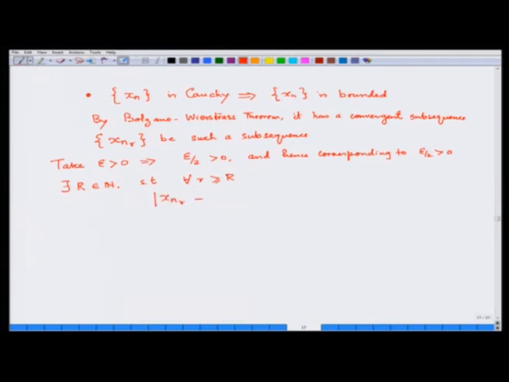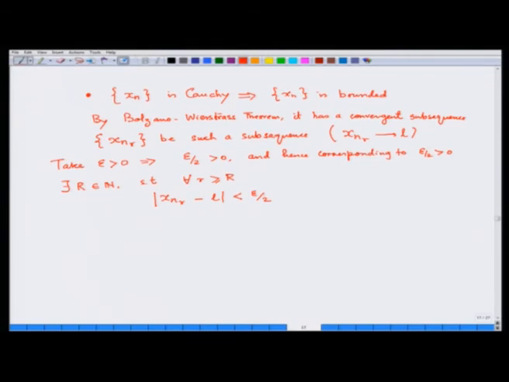mod X_nr minus L, where L is the limit of this subsequence. So this subsequence is convergent; let us assume that it goes to some limit L. So this would be strictly less than epsilon by 2 for all r greater than or equal to R.